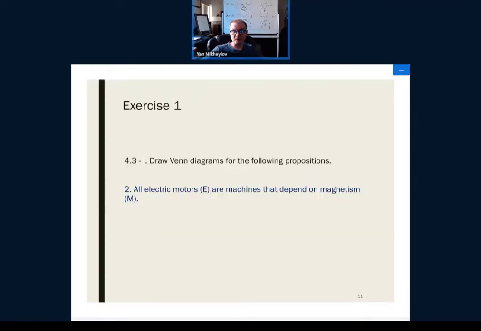Okay, the first extra credit exercise, you need to draw a Venn diagram for this rather simple proposition. All electric motors are machines that depend on magnetism. Note that instead of S and P, you're using E and M. Electric motors would be E. Machines that depend on magnetism would be M. Doesn't really matter what you name them. This is your subject term, this is your predicate term, right? So this is the left, this is the right.